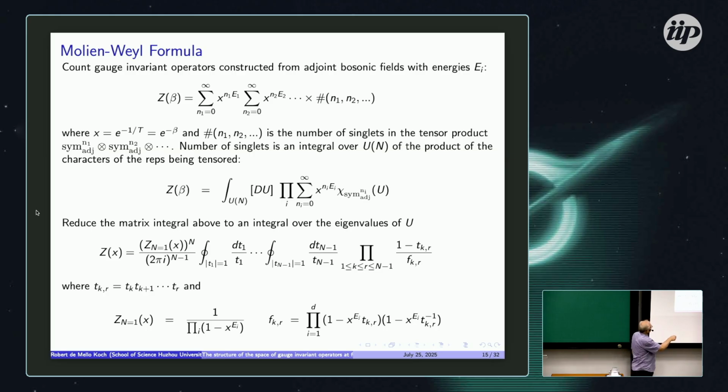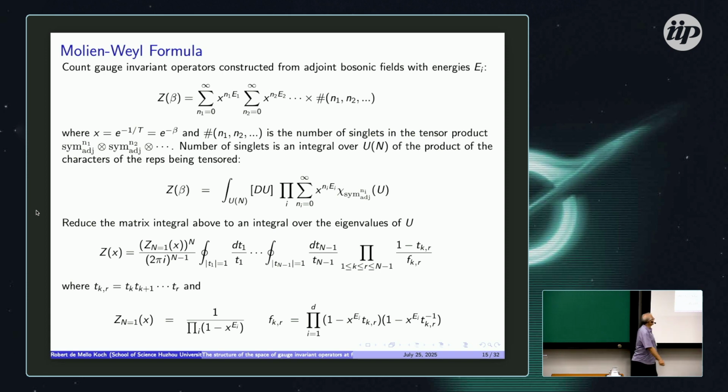And then I need to count how many invariants I have in this state, built with n1 A1 daggers, n2 A2 daggers, and so on. So how can I do that? Well, the simplest way to do it is using characters. So let's work out the representation of this state, and then let's work out how many times the singlet appears. And how do I work out how many times the singlet appears? I take the character for this representation, I multiply by the character for the singlet, which is just 1, and then I integrate over the group. And character orthogonality tells me I'll get the number of times the singlet appears. So how do I work out the character for this group? Well, that's straightforward. Think about the A1 daggers. Each one of those is in the adjoint. So I've taken a copy of n1 A1 daggers.